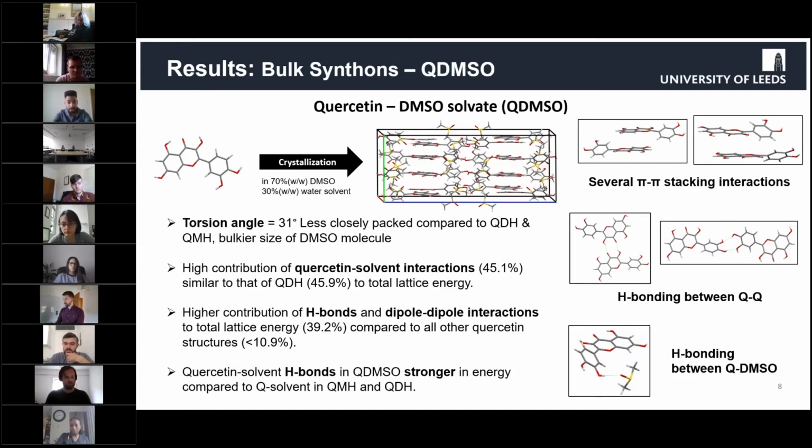Furthermore, the hydrogen bonds and the dipole-dipole interactions in the QDMSO form were found to contribute much more to the total lattice energy, around 40%, compared to the other forms. And also the hydrogen bonds in the QDMSO form were found to be stronger in energy compared to the quercetin solvent interactions in the hydrates, the monohydrate and the dihydrate form.